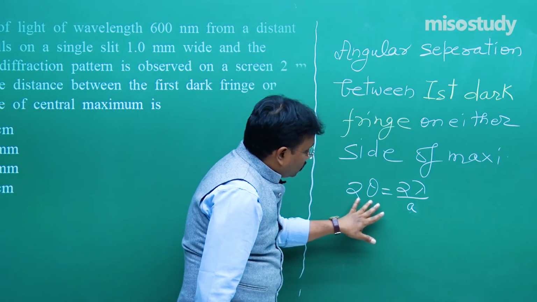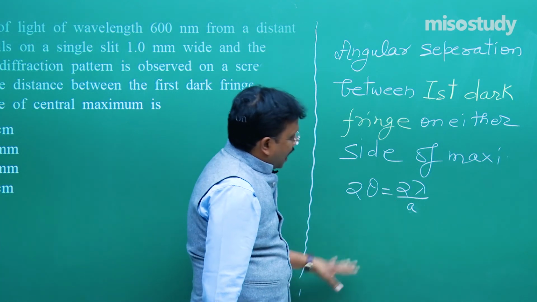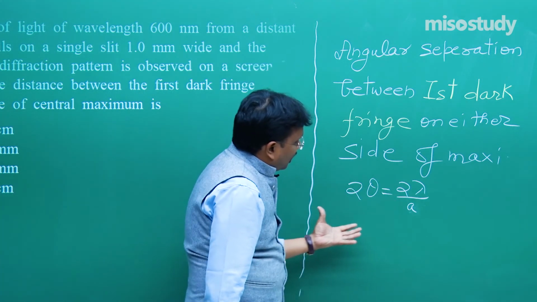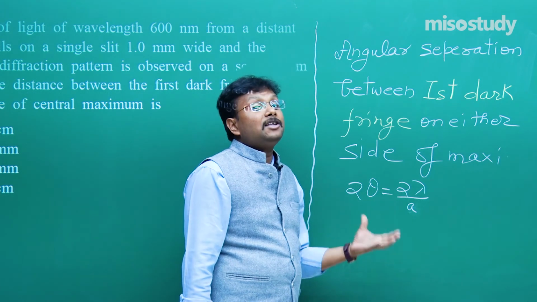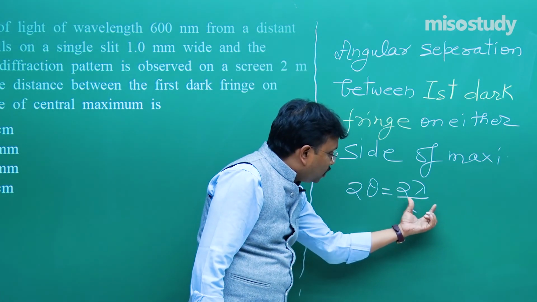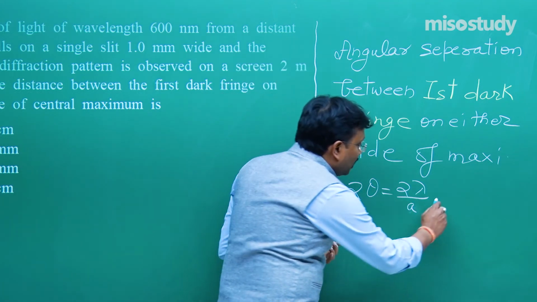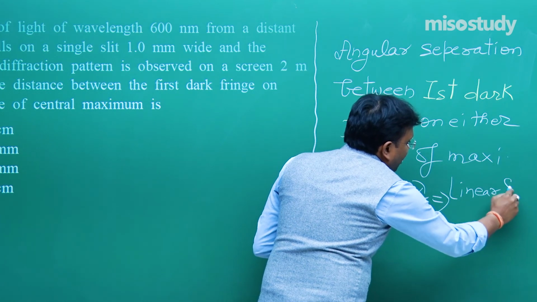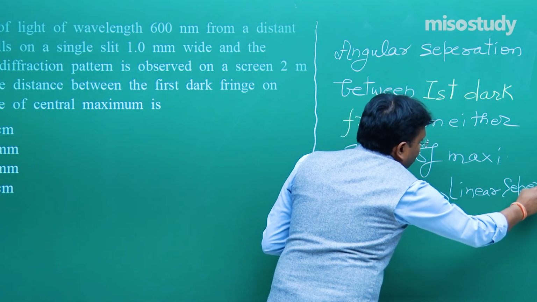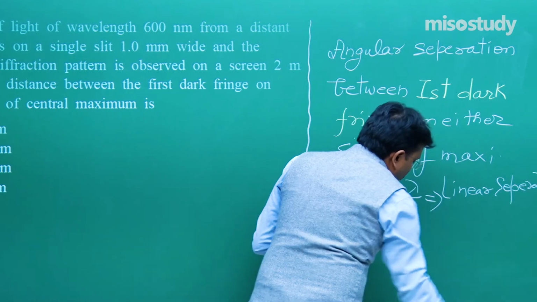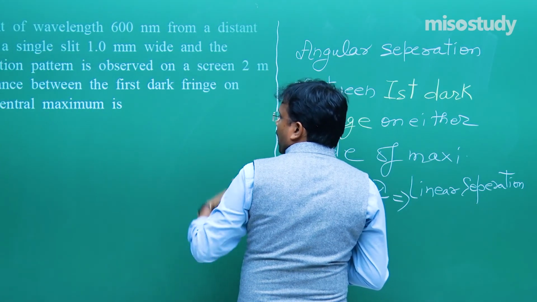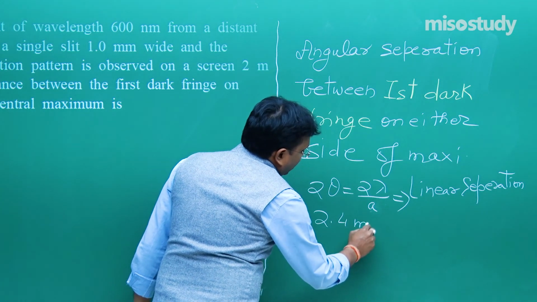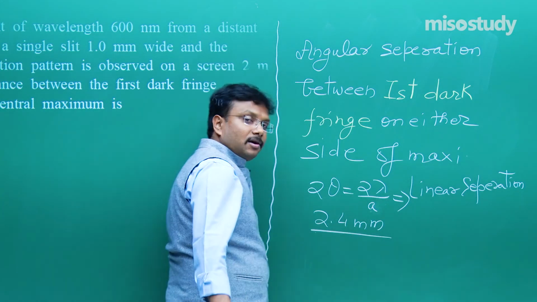So 2 theta is equal to 2 lambda upon a, and the linear separation is then going to be how much? Linear separation at any distance capital D is 2 lambda upon a into D. So this is the linear separation. Now simply put the values and 2.4 mm is the answer.